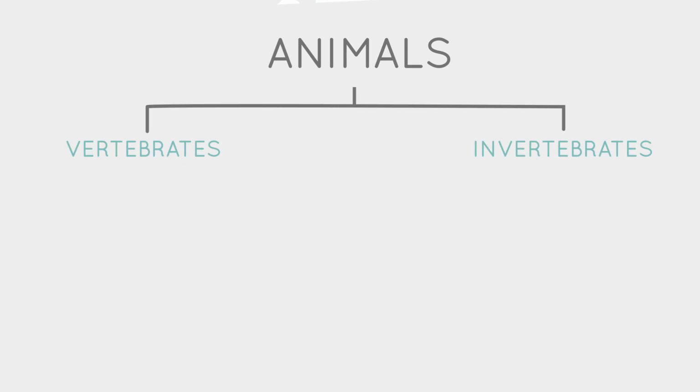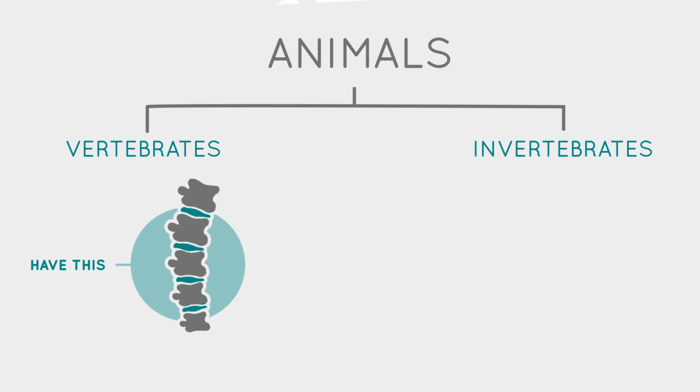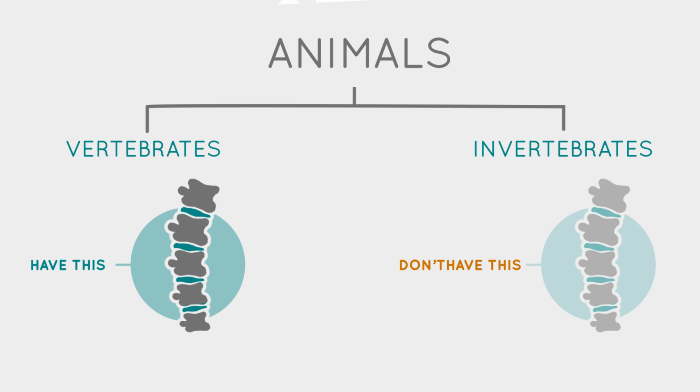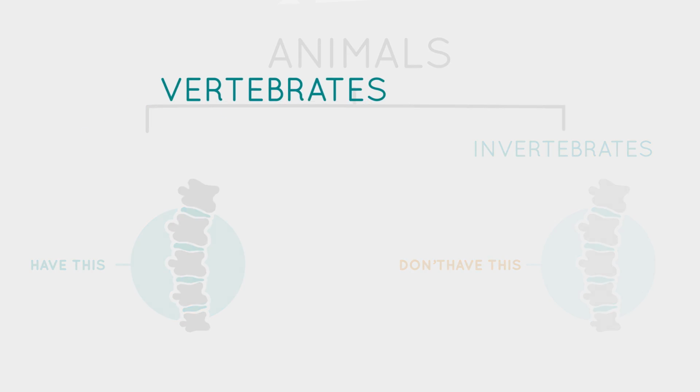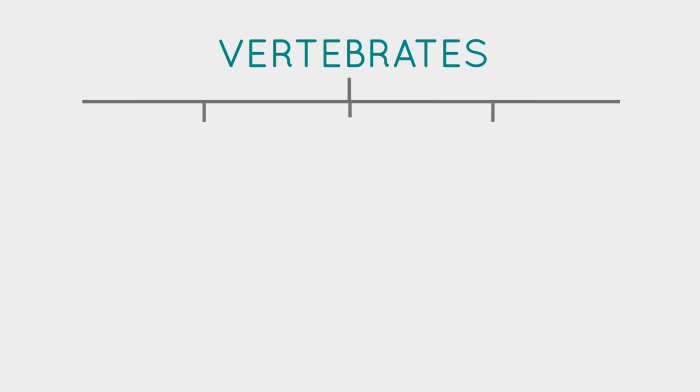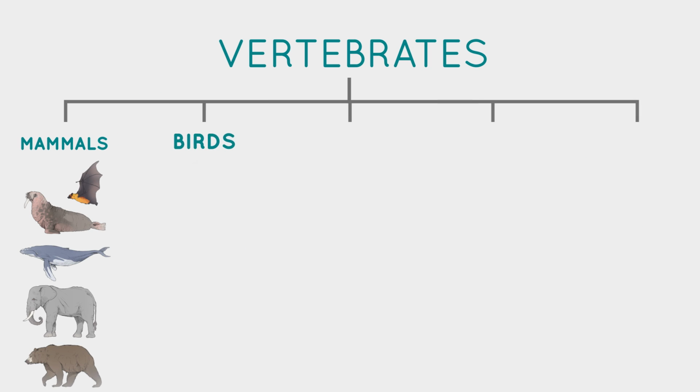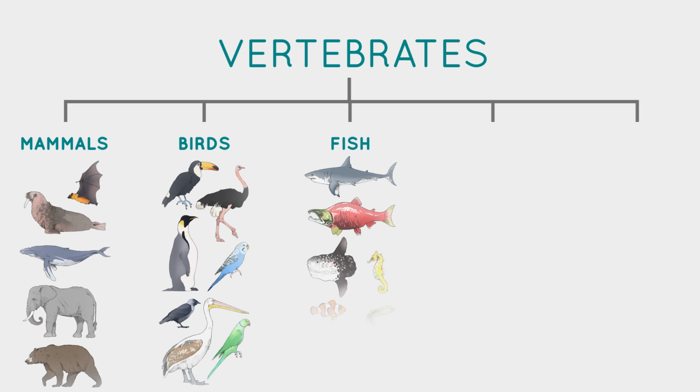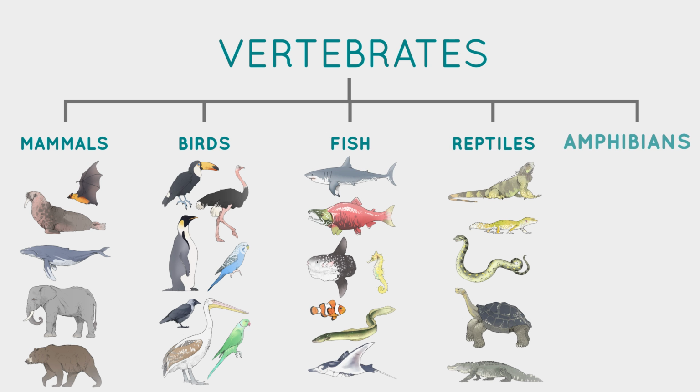Classification. The animal kingdom can be divided into two parts, vertebrates and invertebrates. Vertebrates have a backbone, invertebrates don't have one. Vertebrates are usually the cute ones. Let's focus on them. Vertebrates can be divided into mammals, birds, fish, reptiles, and amphibians.